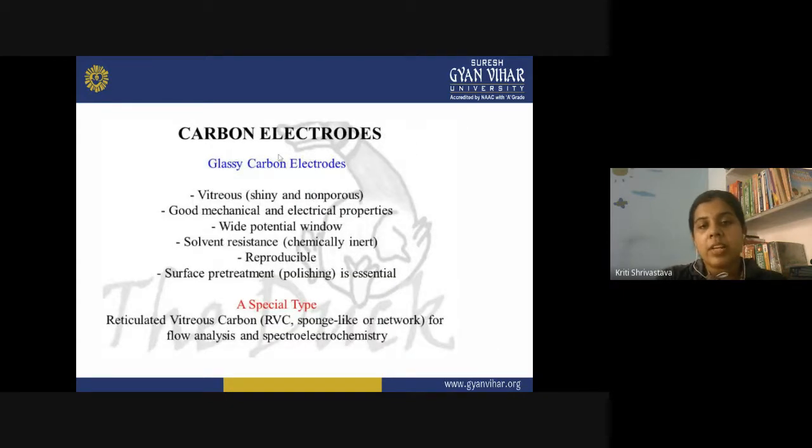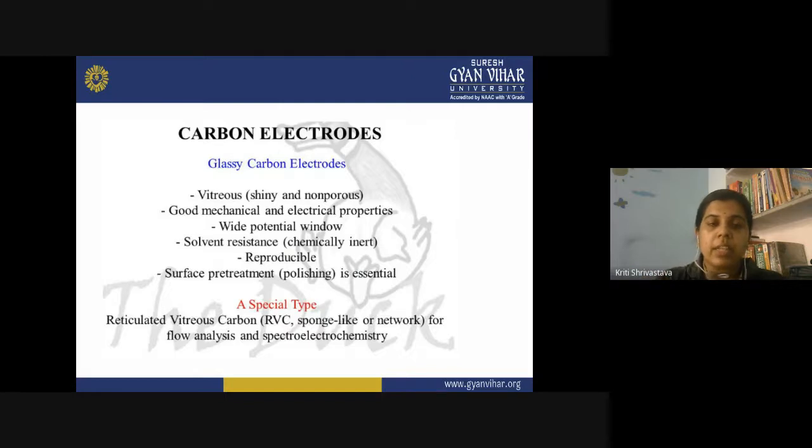The carbon electrode we generally use is the glassy carbon electrode, and it is vitreous, shiny, and non-porous. It has good mechanical and electrical properties. It has a wide potential window both in the cathodic and anodic range. It has solvent resistance because it is chemically inert. The results are very reproducible, and the only thing is it requires a surface pre-treatment, that is polishing, because once you have used a glassy carbon electrode for some of your experiments, its surface should be renewed. So what is done is it is polished again and again. Before every experiment, you have to polish your glassy carbon electrode.